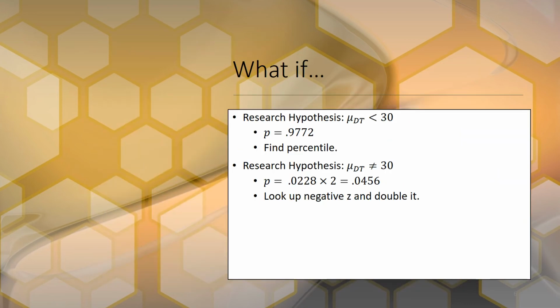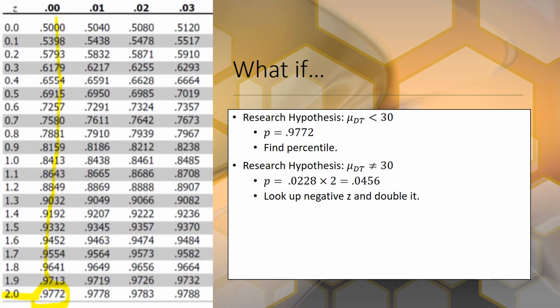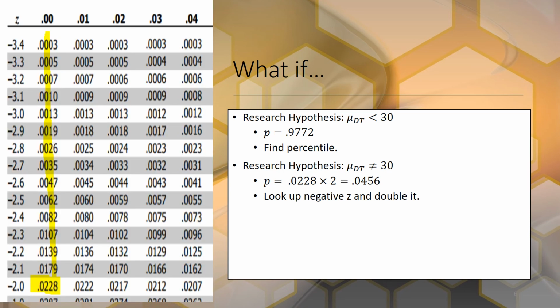So let's do what if. Like I said, if it was less than, then we would get a 0.977 as our p-value. If our research hypothesis was not equal to, then we would actually double our p-value. But you want to look up the negative z when you have a not equal to hypothesis. So I'm going to look up -2. It doesn't matter what z you actually get. Look up the negative version of it. And you're going to get 0.0228. And you're going to multiply it by 2.